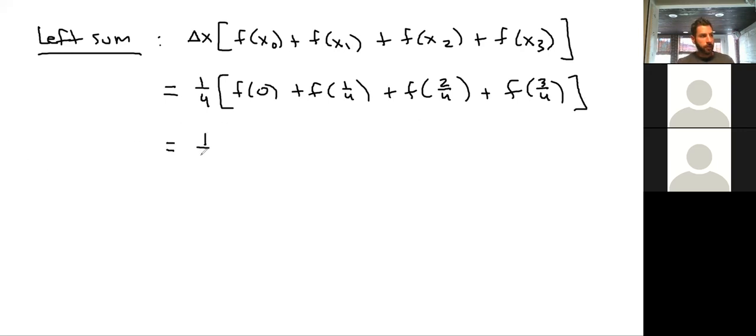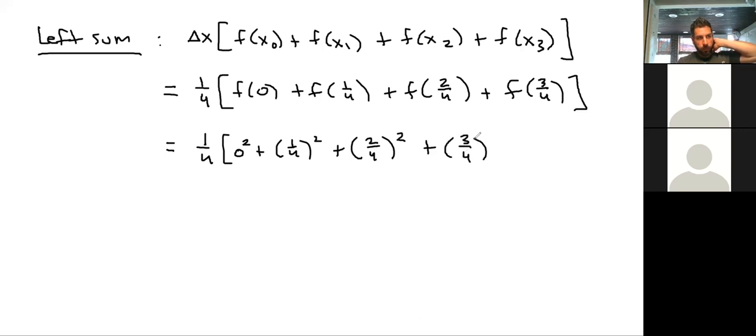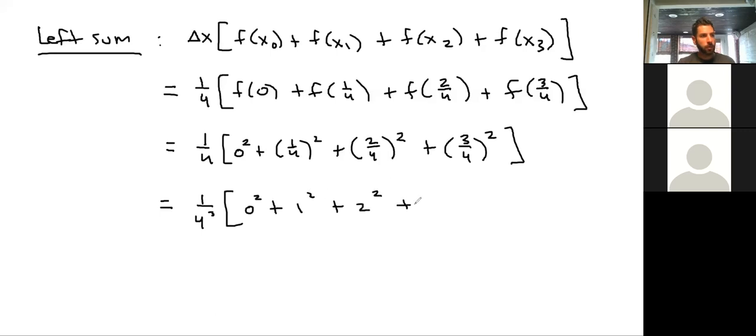And then that's f evaluated at 0, which is just 0 squared plus 1/4 squared plus 2/4 squared plus 3/4 squared. And just like I told you last class, I'm not going to go to a calculator because there's a pattern hiding here. Factor out these guys and I get 1/4 cubed times 0 squared plus 1 squared plus 2 squared plus 3 squared. Now we did this last class.